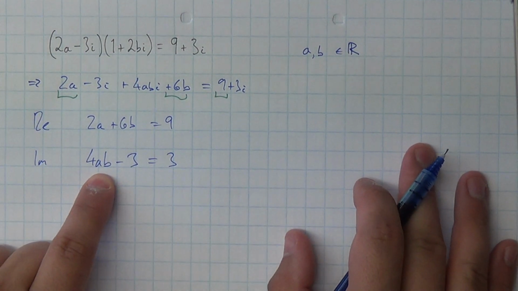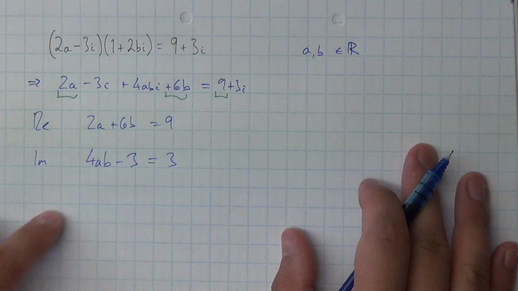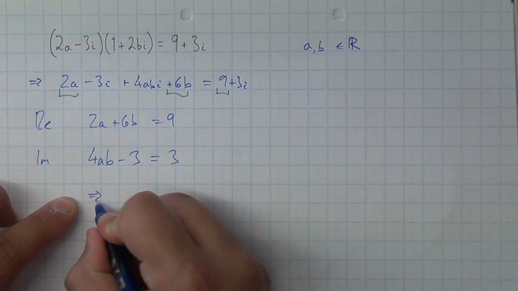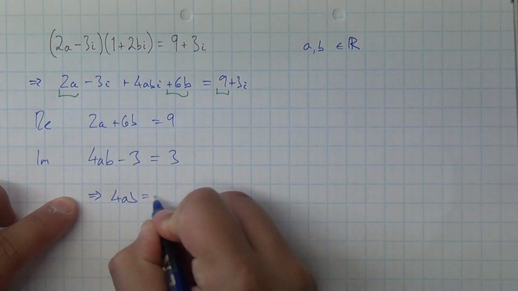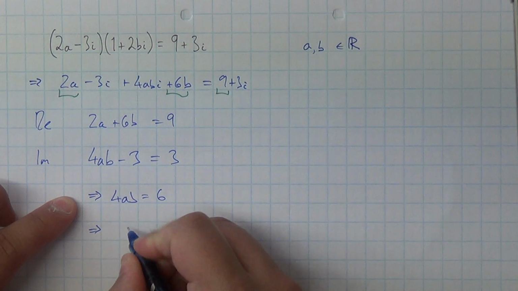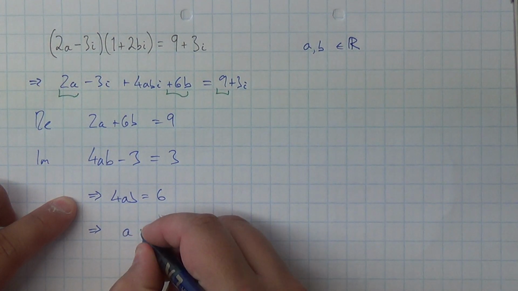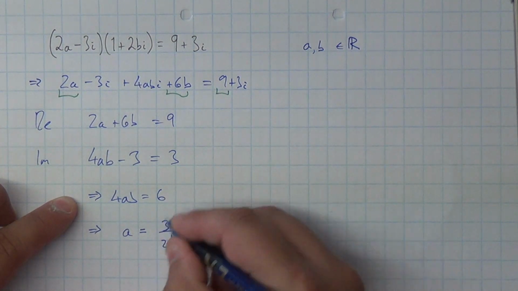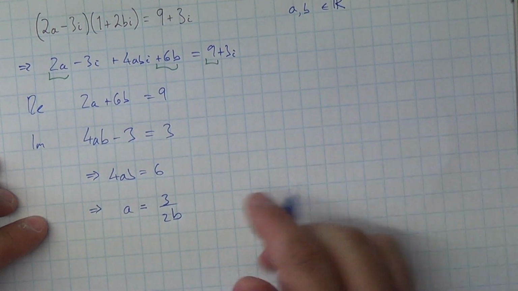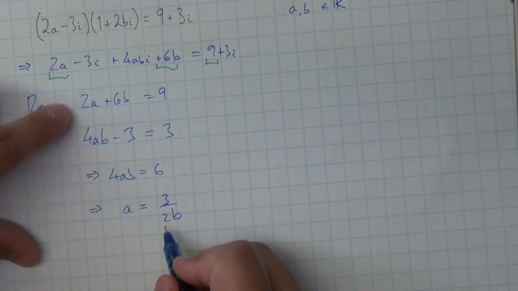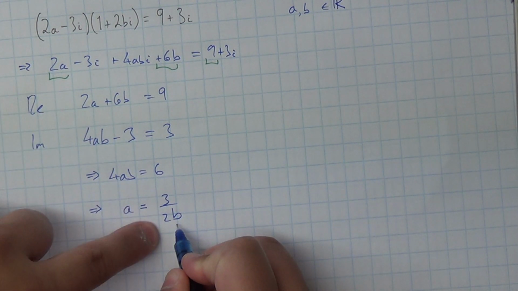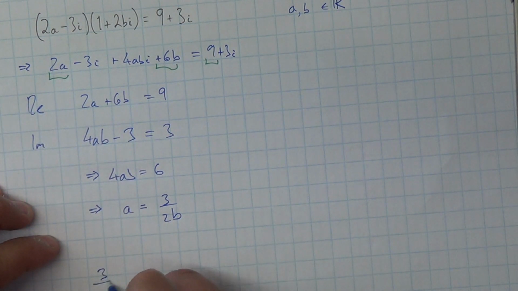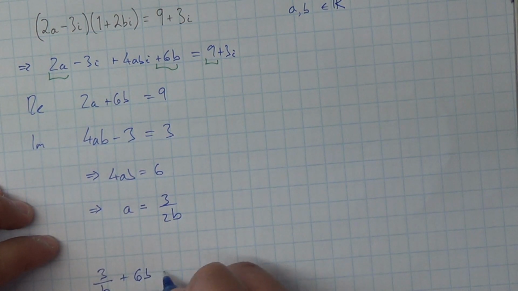Unfortunately, because we've got this product in here, it's going to be substitution, which is going to take a bit of time to do. So we'll rearrange this to get 4ab is 6. Divide through by 4b, and we get a is 3 halves of b, because I've already cancelled the 6/4 of the fraction. We'll now substitute into the real, so we'll substitute this a for this expression here, which means the 2's will cancel. So we'll get 3 over b plus 6b is 9.